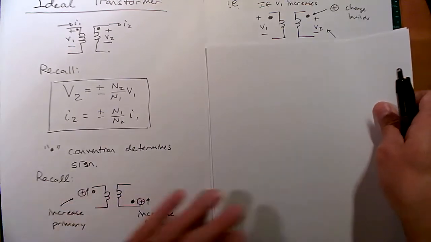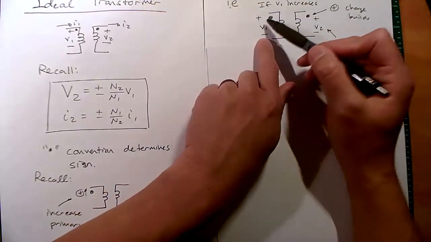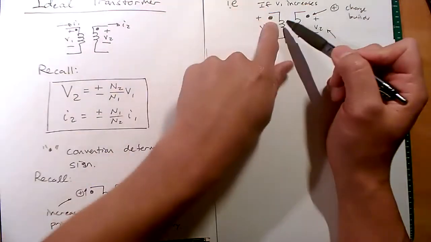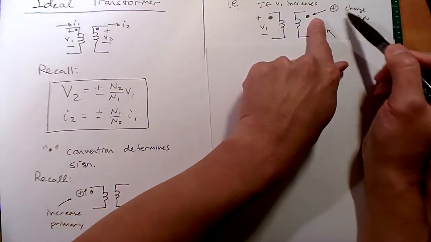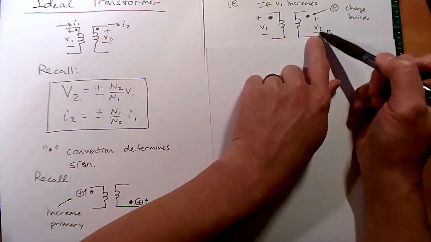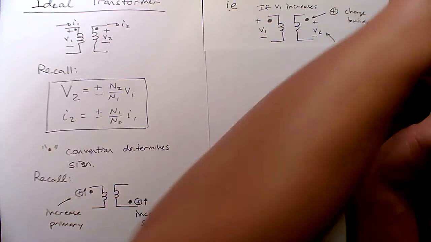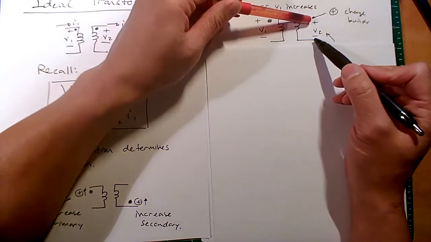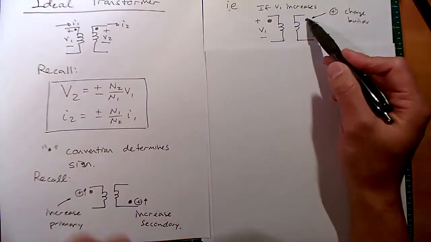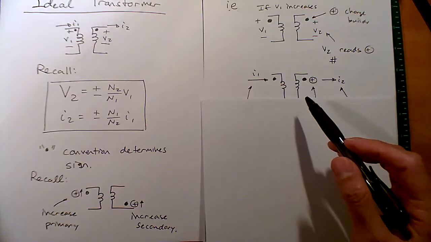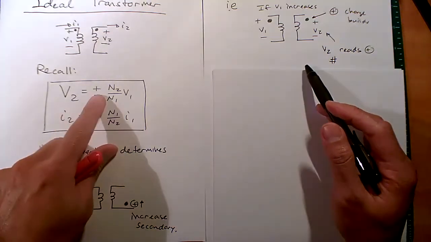If we look at the voltage, imagine we have a voltage source at V1 and we're increasing the voltage here. We're going to build up a charge at this dot. If we happen to be reading V2 in this configuration with, for example, this multimeter, red lead here, black lead here, we're going to see a positive number. V2 will be positive, and so in this case we would have a positive here.